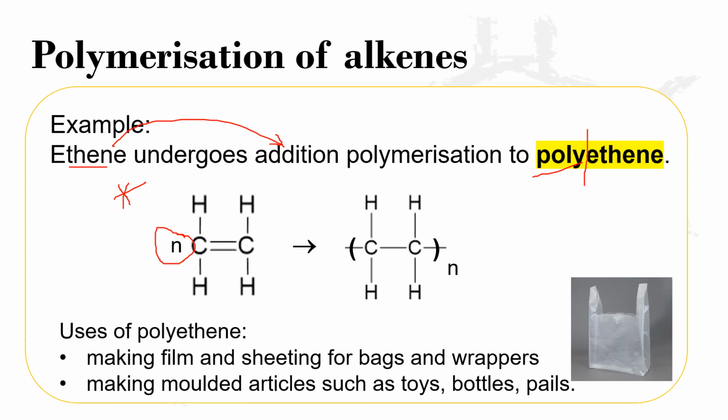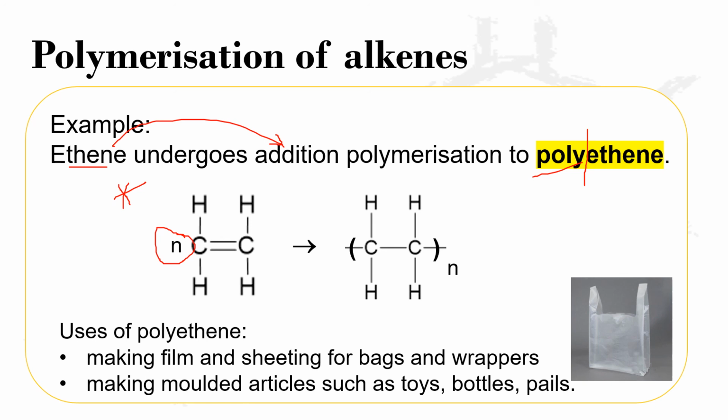Because just now the definition said the polymer will be in a very long chain. So there are repeating units, and there will be more and more. It can be hundreds or thousands or even more than this number. So the double bond will be broken and you will change it to a bracket, which means that it is very long, and the n here also represents the repeating unit.